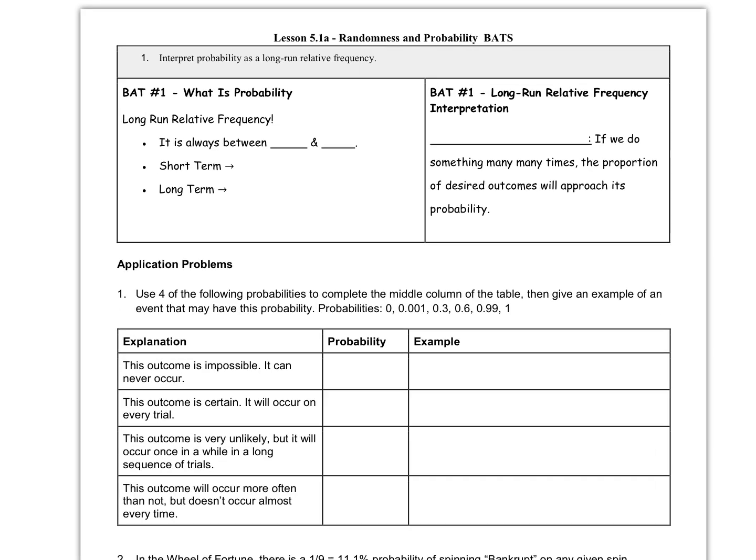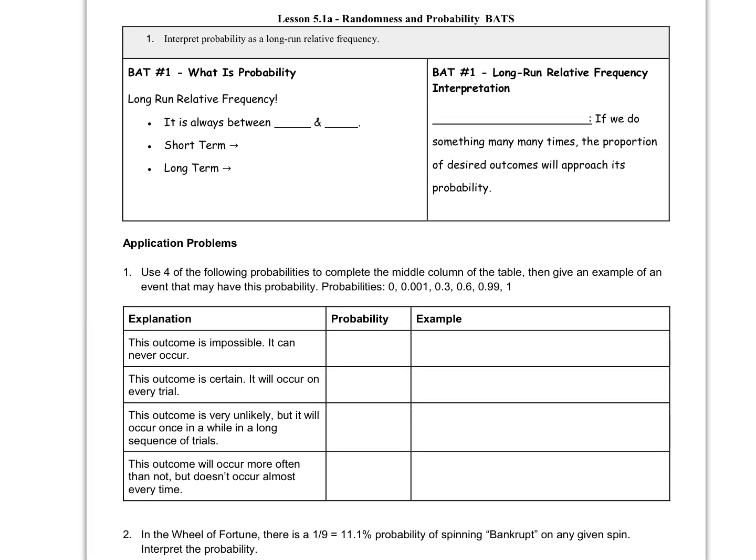So let's look at this. What is probability? It is the long run relative frequency of an event. All right. So it's a long run relative frequency. It is always between 0 and 1. Because 100% is the highest you can get, 0 is the lowest. You can't have a negative probability, right? Short-term outcomes are unpredictable. We just saw that. Long-term outcomes are more predictable.